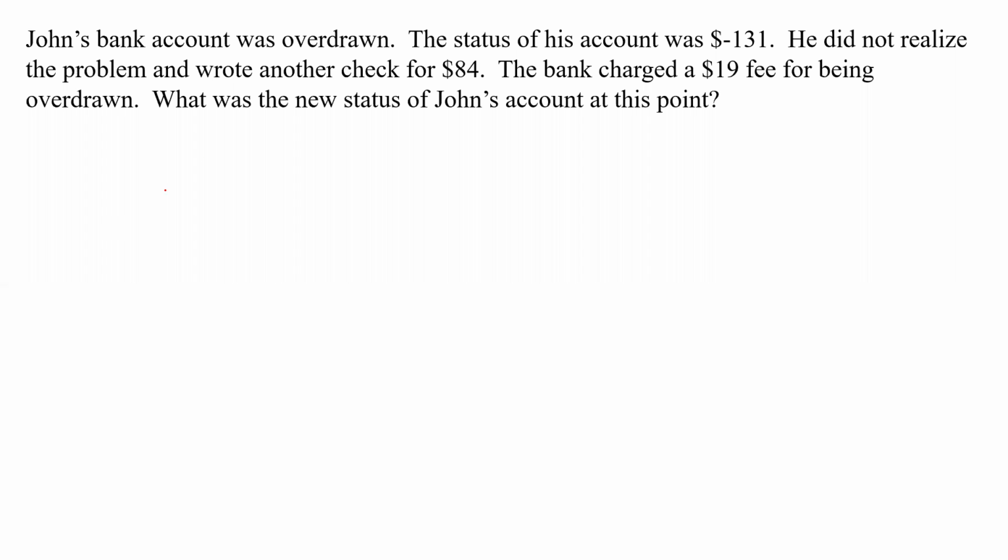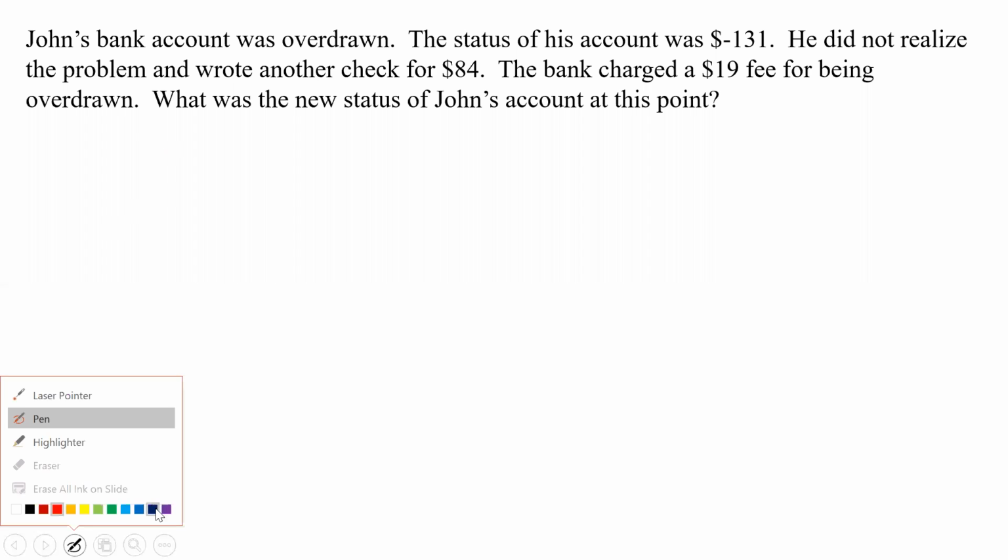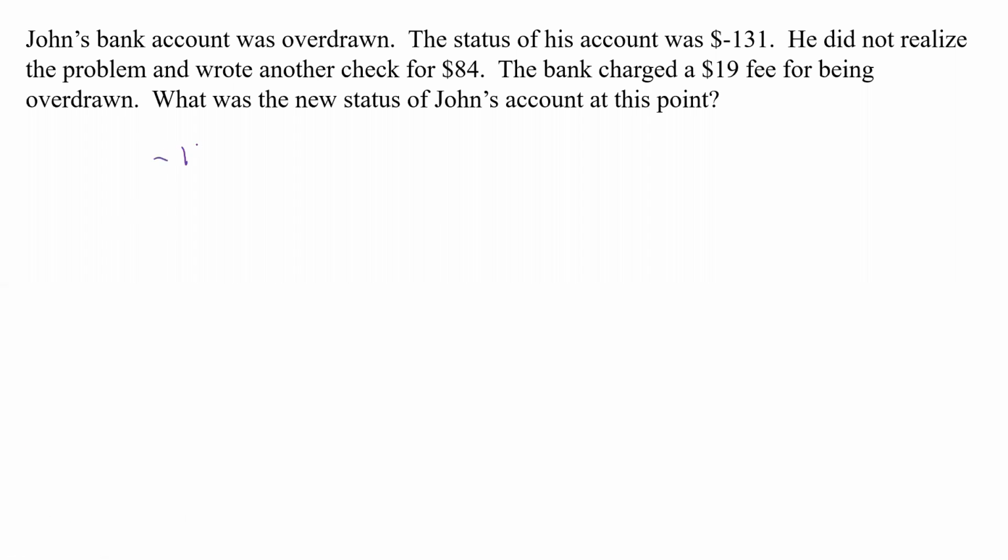So we're starting here and we have a value of negative $131. And then he wrote this check and he said, well, I'm going to write another check for 84. So he's going to subtract off 84 from that. And then guess what? The bank says, well, we're going to charge you this $19 fee for being overdrawn. So they're going to subtract off another $19 because of that. And now what we're supposed to do is get the status of his account after all the charges and extra withdrawals. And so what we're going to do is we're going to take negative 131 minus 84 minus 19, and we're going to see what we get.